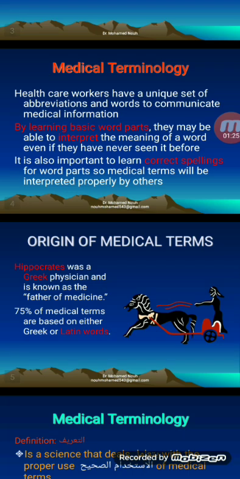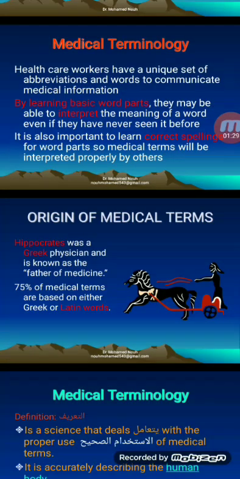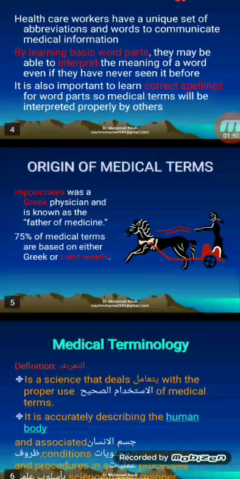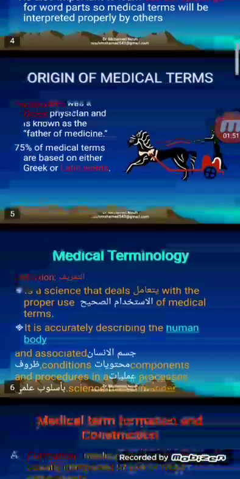What is the origin of medical terms? Hippocrates was a Greek physician. Physician means tabib, and he is known as the father of medicine, Abu Tib. 75% of medical terms are based on either Greek or Latin. Most of the Western anatomy terms are Latin words.